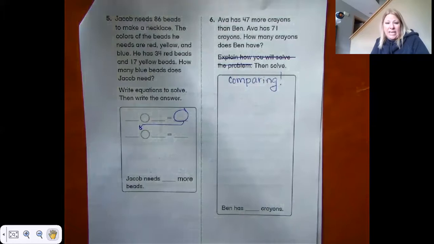Jacob needs 86 beads to make a necklace. So that's what he needs. He needs 86. The colors of the beads he needs are red, yellow, and blue. He has 34 red, 17 yellow. How many blue beads does he need?